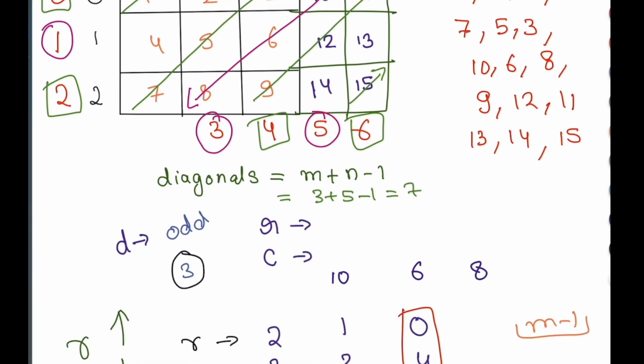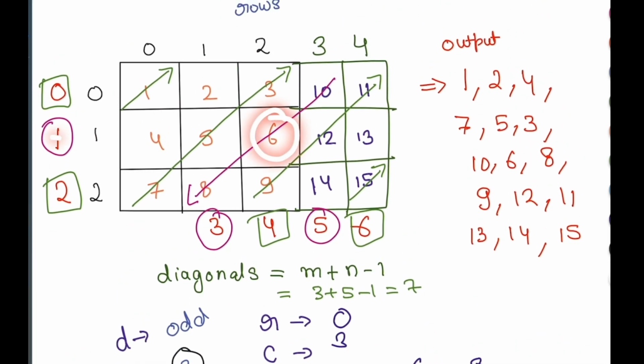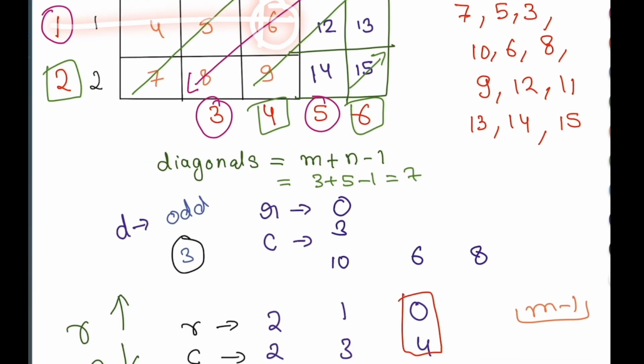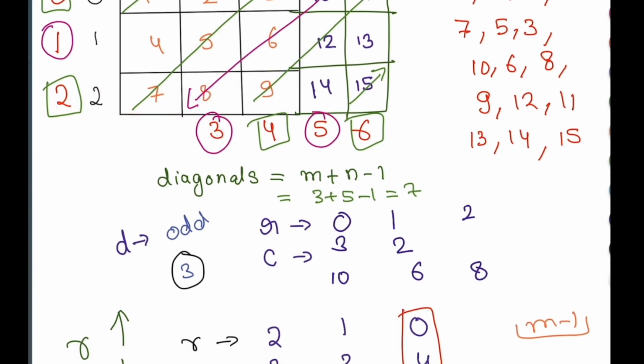So we have row number 0, column number 3. 6 is basically row 1, column number 2. So we have 6 as row number 1, column number 2. And we have this 8 as row 2, column 1. Row number 2, column number 1.